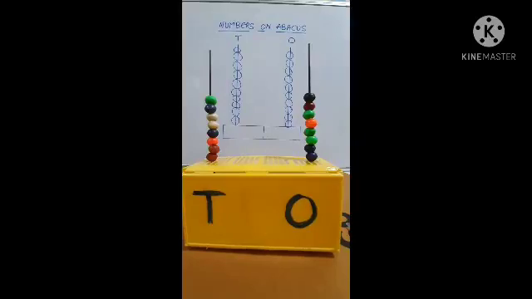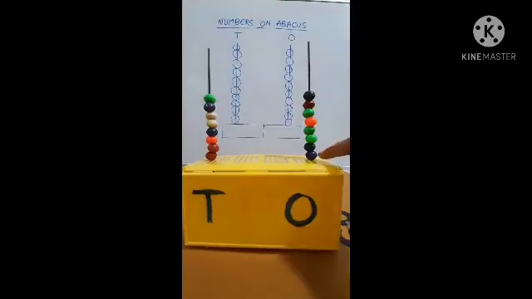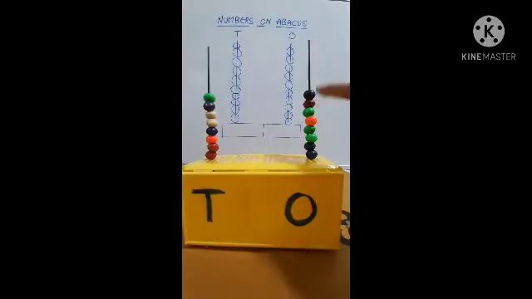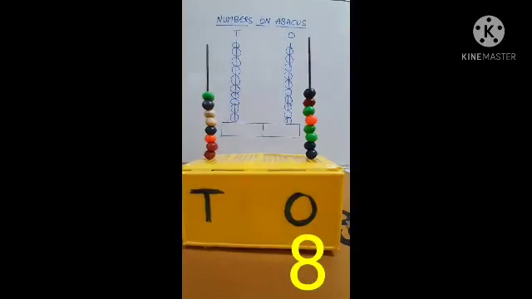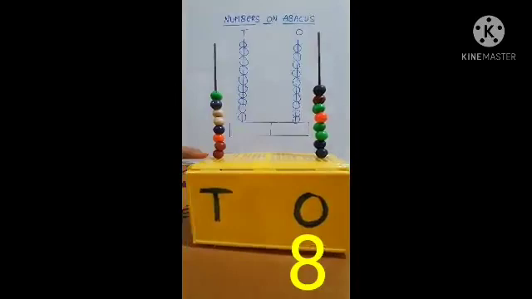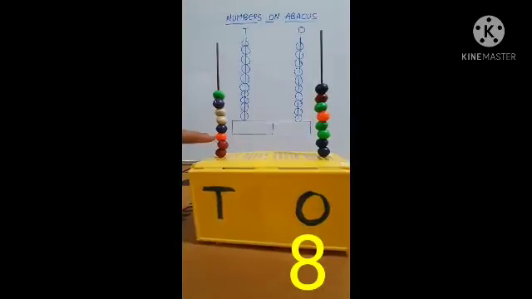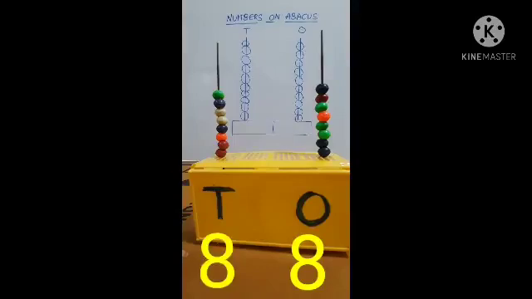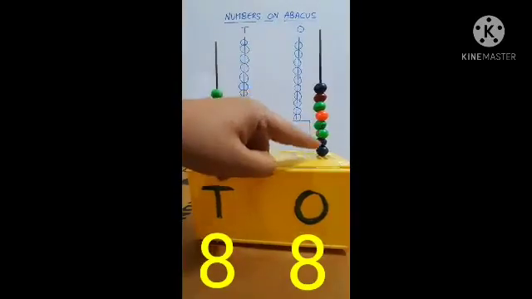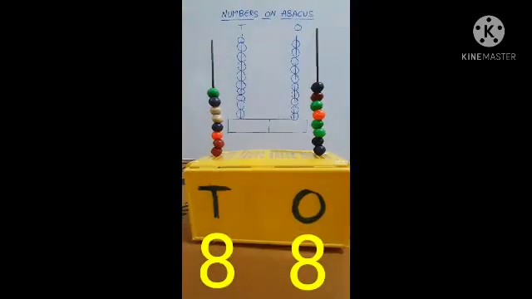Children, there are already beads placed on the ones stick and the tens stick. Shall we count how many beads are there in the ones stick? 1 one, 2 ones, 3 ones, 4 ones, 5 ones, 6 ones, 7 ones and 8 ones. There are 8 ones. Shall we count how many are there in the tens stick? 1 ten, 2 tens, 3 tens, 4 tens, 5 tens, 6 tens, 7 tens, 8 tens. So 8 tens, 8 ones makes 88.